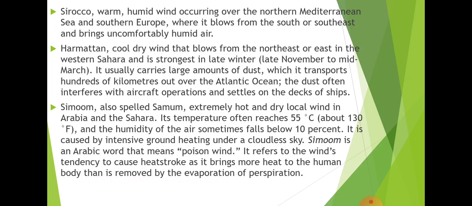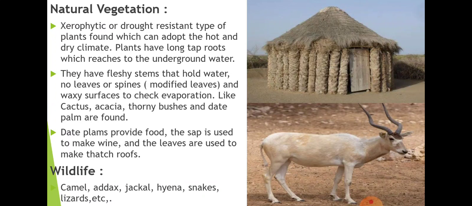Because of the temperature, the natural vegetation will definitely be affected. What kind of natural vegetation will be there? You know very well, xerophytic vegetation. Xerophytic vegetation is a type of vegetation that is also known as drought resistant vegetation. These plants have adapted themselves to the hot and dry climate, and the plants have a long tap root which reaches underground in search of water.